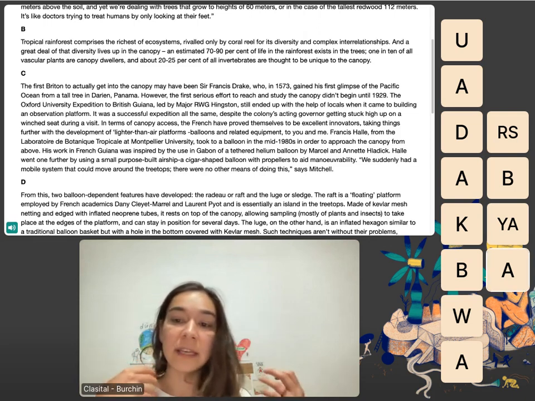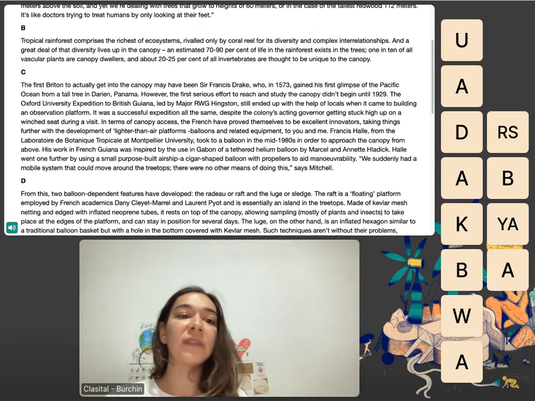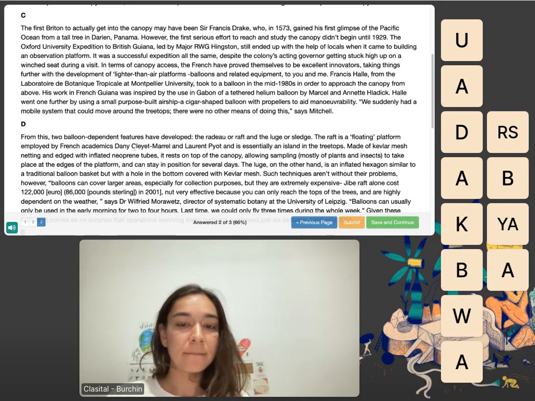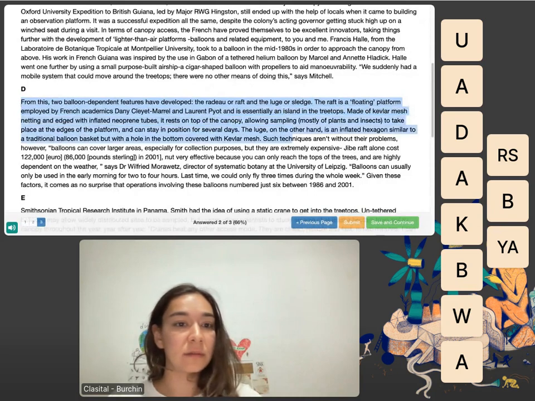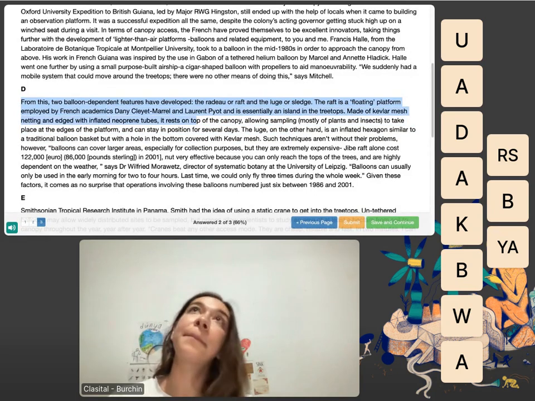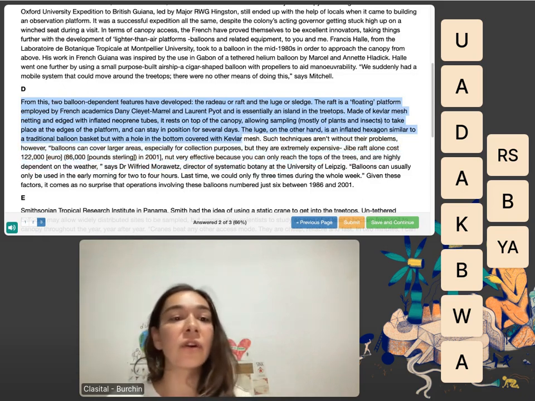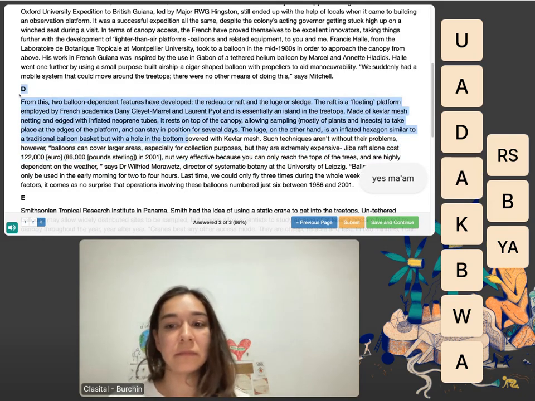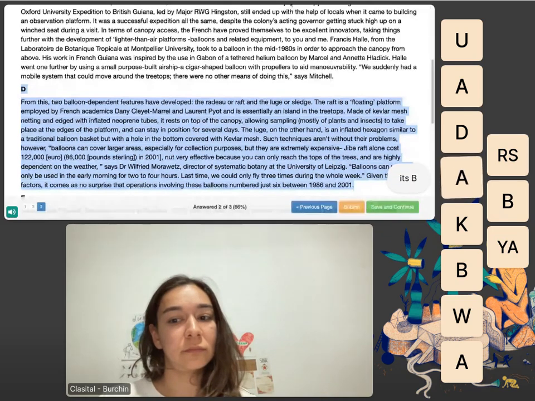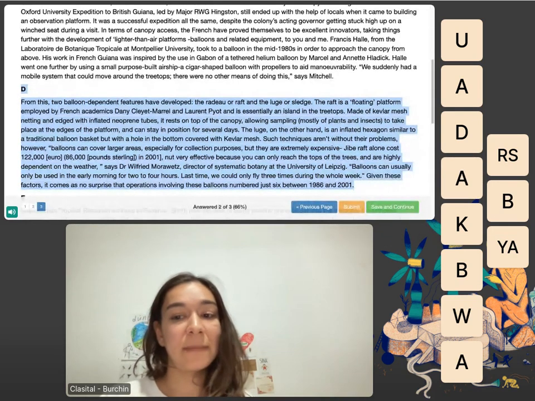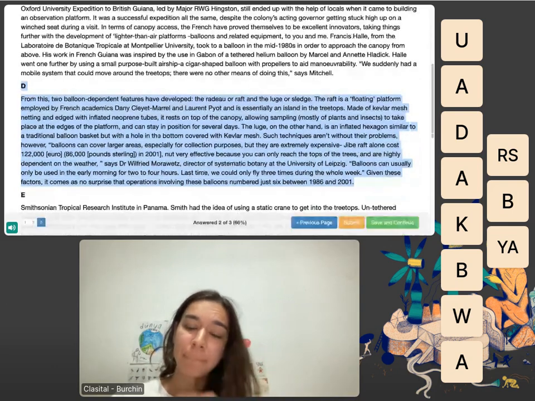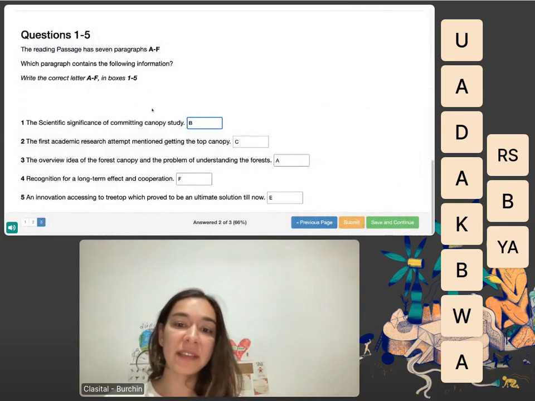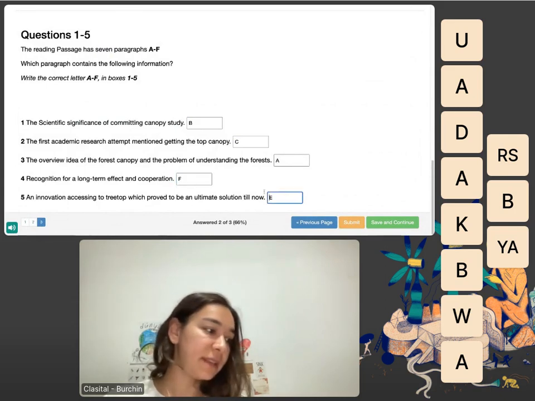this is why the committing canopy studies are important. But in the paragraph D, it is not telling me why applying canopy studies is important. It is talking about the ups and downs, the pros and cons of the balloon system. So it makes my answer B. Let me see. B, C, A, F, E. B, C, A, F, E.